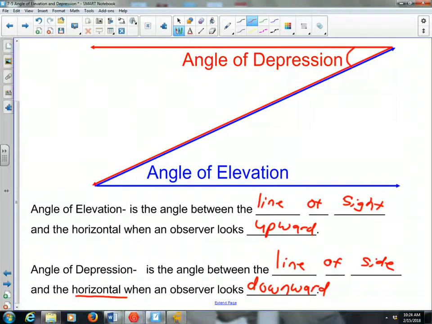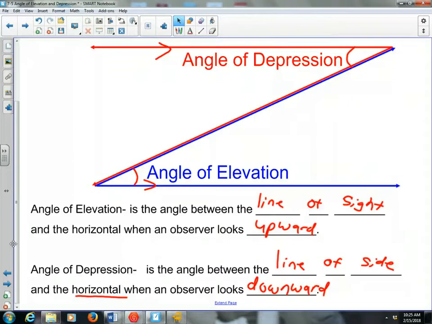And horizontal lines are always parallel to each other. So these two horizontal lines are parallel. So actually the angle of elevation and the angle of depression are alternate interior angles, so they're always going to be congruent. Sometimes I might ask for an angle of elevation, but it might be easier to solve for the angle of depression. It's okay to do that because those two angles are congruent.